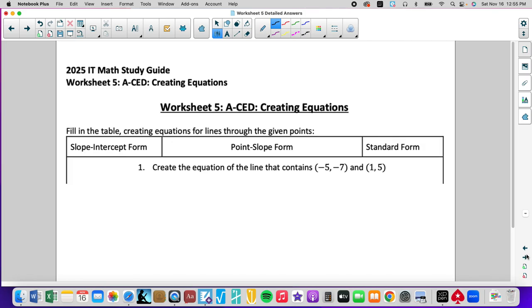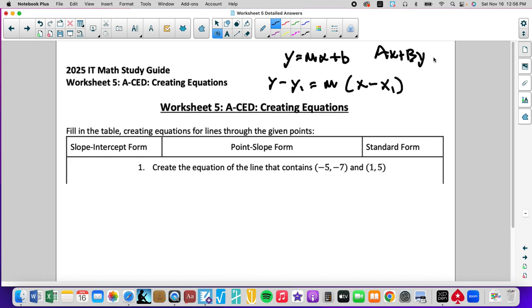All right, next part. Those were just our warm-up problems, so hence why it was relatively simple. Now, in the main worksheet, we're going to fill in the table by creating equations for lines. There are 3 different forms. We have slope-intercept form, which is y equals mx plus b. We have point slope form, which is y minus y sub 1 equals m times the quantity x minus x sub 1. And then we have standard form, which is ax plus by equals c.